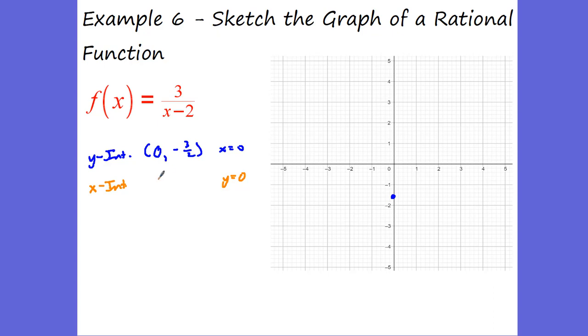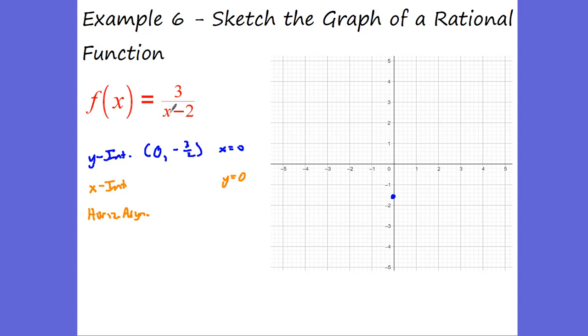It's not going to give. There's going to be no x-intercept. Something else along with this is take a look at the horizontal asymptote. Which degree is bigger, the numerator or the denominator?